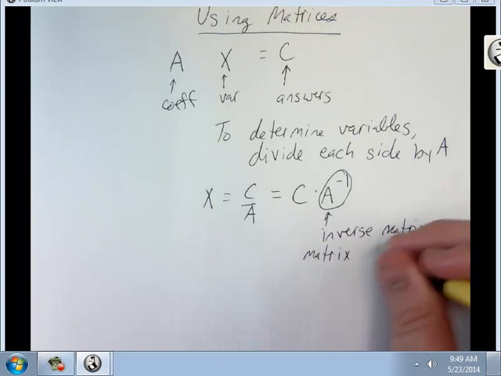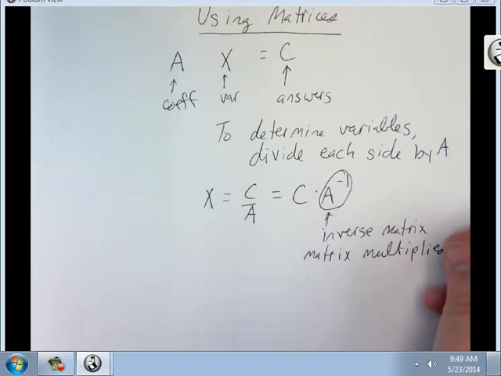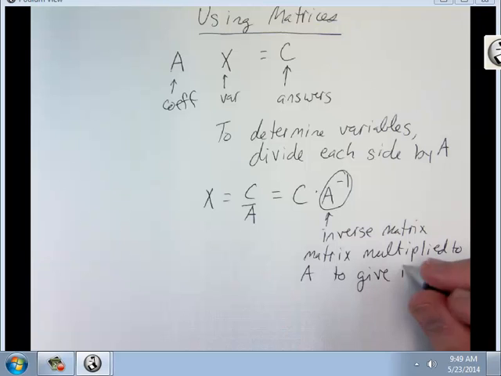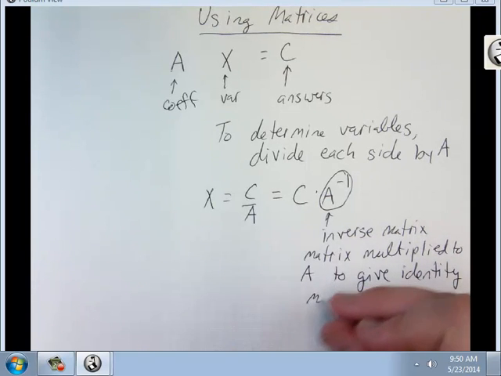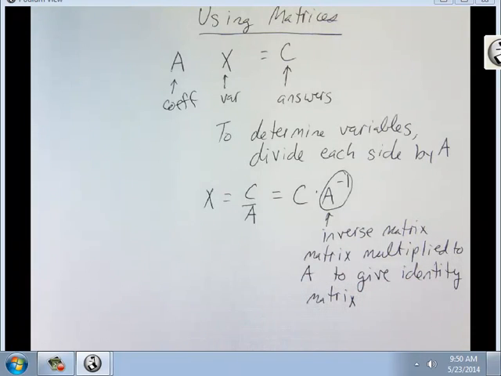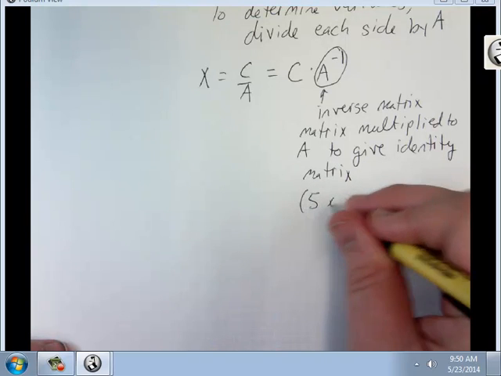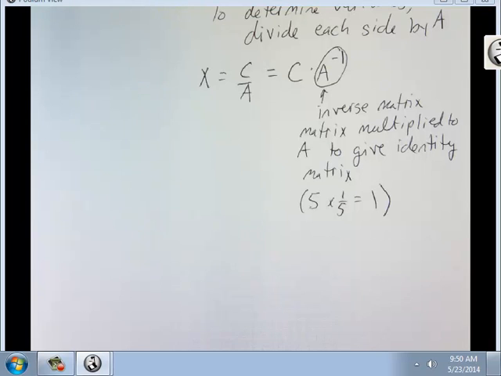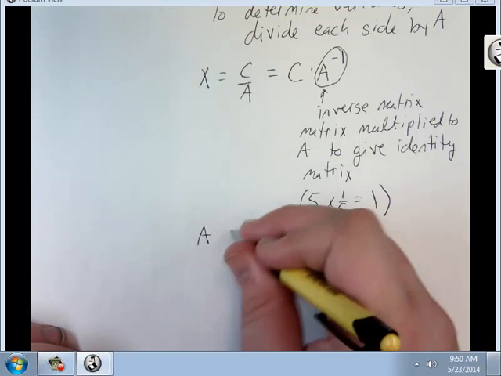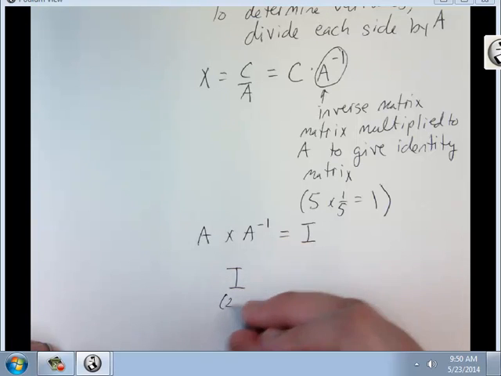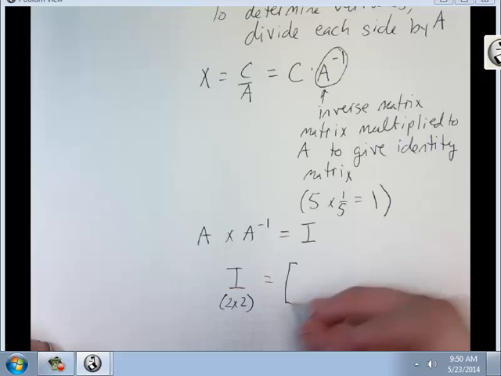It's the matrix multiplied to A to give the identity matrix. Just like how 5 times 1 over 5 equals 1. A times A to the minus 1 equals the identity matrix. And for 2 by 2, which is what we're going to work with, the identity matrix is 1, 0, 0, 1.